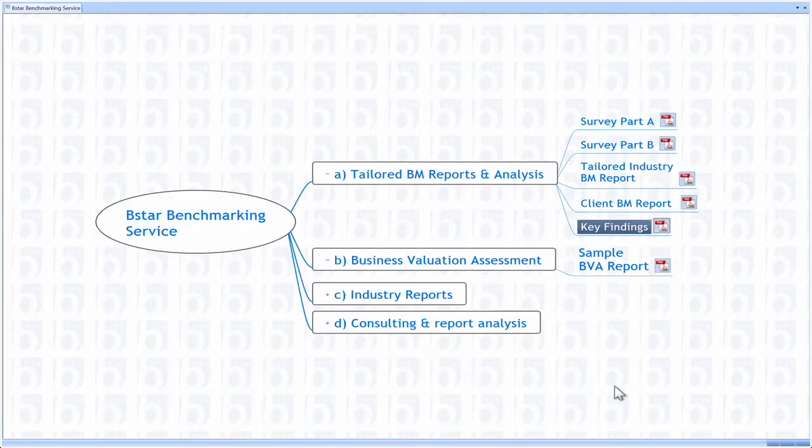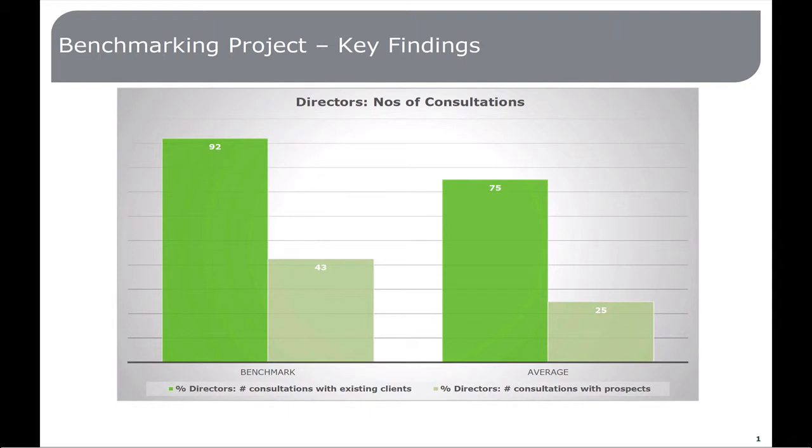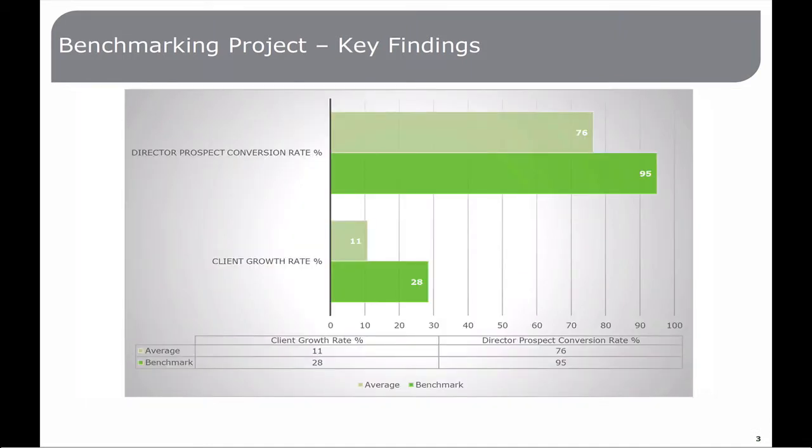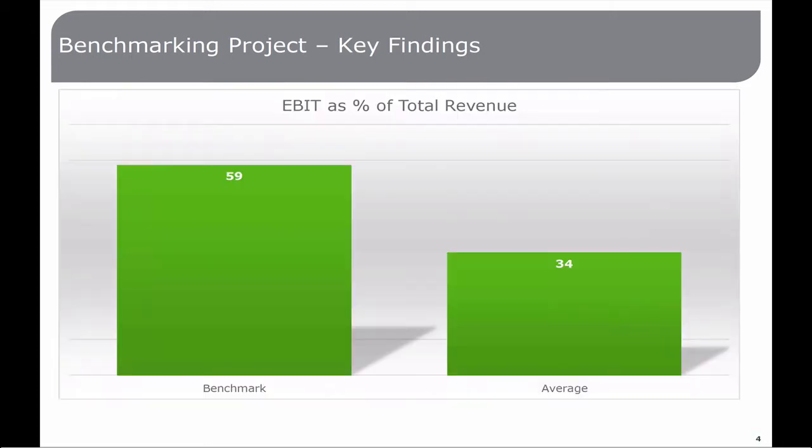So once we've collated this data, one of the things that we produce for you is a key findings report. So let's have a quick look at that. The first slide here illustrates the number of consultations that the directors are undertaking with both existing clients and also prospects. So you can see the variances are quite significant there. Active client ratio for directors. What are their prospect conversion rates? What are their respective client growth rates?